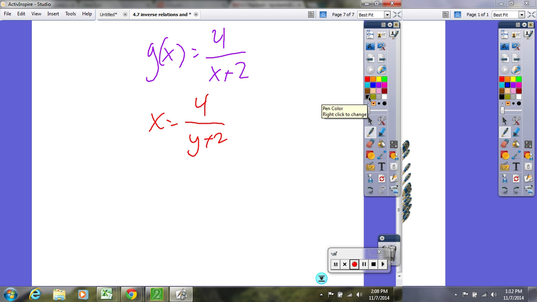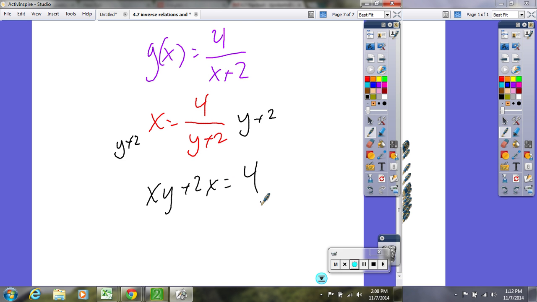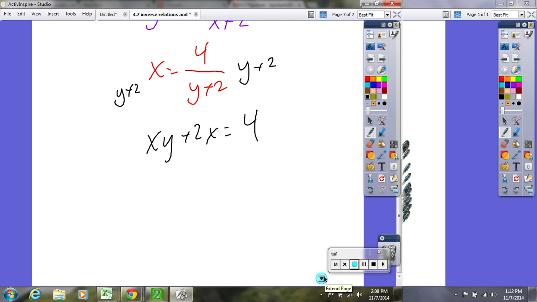So how do I get y by itself? Can I just subtract the 4 over? No. So I'm going to y plus 2 this guy both sides. So I get xy plus 2x equals 4. I would minus 2x, and then divide by x. So I think that was a g again, wasn't it? Yeah.